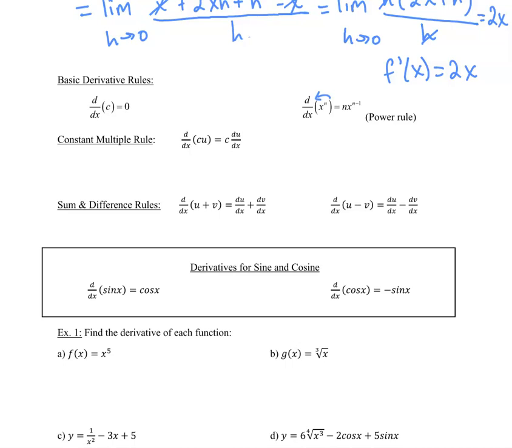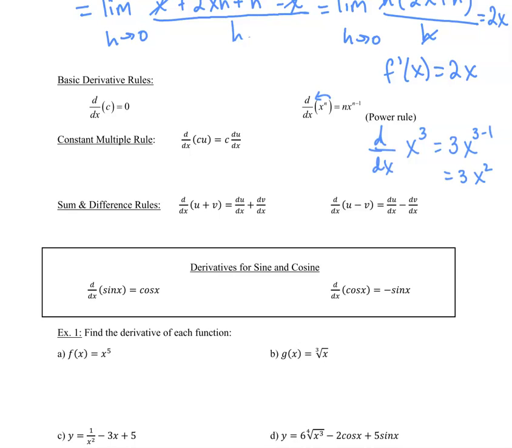So for example, if I said, what is the derivative of x to the third? In that example, n would be 3, so my derivative would be 3x to the 3 minus 1, so 3x to the second would be my derivative using the power rule.